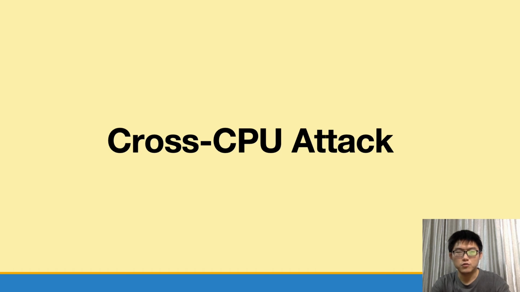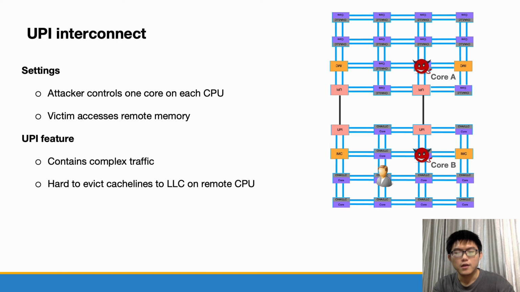Let's introduce the cross-CPU attack. As the picture shows, we assume the attacker controls one core on each CPU, and the victim will access remote memory. UPI is different from mesh. Firstly, it contains more complex traffic, so our monitors will be more noisy. Secondly, we have tested our eviction-based probe of the cross-core attack, but we found it's hard to evict Cachelines to LLC on the remote CPU. Instead, the copy may just drop if the lines are clean.